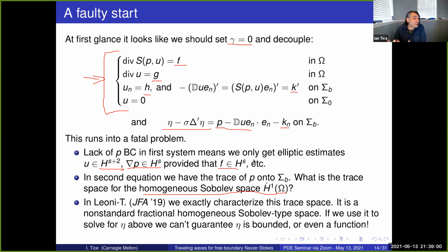It has some degree of regularity to it, but the regularity and the estimates that you get are not sufficient for inverting this problem. What I mean by that is if you take the estimates that you get and plug them in and use them to solve for eta, you can't show that the resulting eta is bounded. And what's worse than that is we can't even show that it's a function. So in some sense, the best that you can get is that it's an equivalence class of tempered distributions.